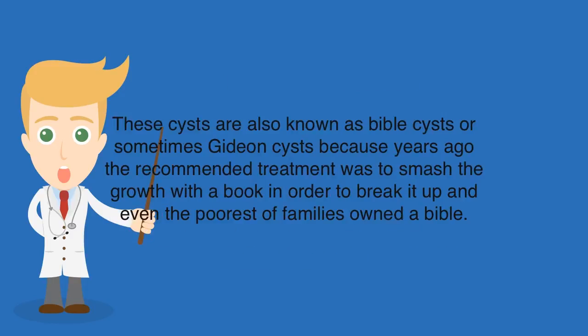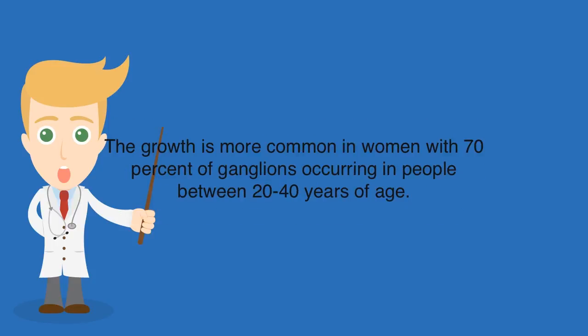These cysts are also known as Bible cysts or sometimes Gideon cysts because years ago the recommended treatment was to smash the growth with a book in order to break it up, and even the poorest of families owned a Bible. The growth is more common in women, with 70% of ganglions occurring in people between 20 to 40 years of age.